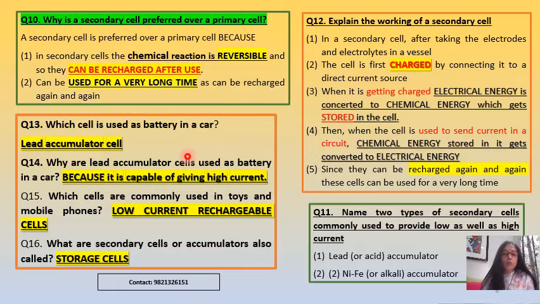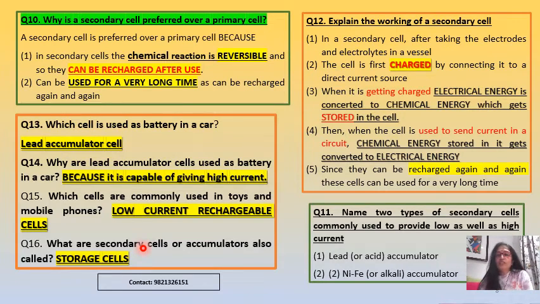Which cells are commonly used in toys and mobile phones? All of you need to know. Low current rechargeable cells, not non-rechargeable cells. Then you have to throw your phone. Rechargeable cells, low current. If you pass high current, the battery burns. You know that. The circuit gets burnt inside the mobile phone. What are secondary cells or accumulators also called? Accumulating what? Energy. So they're called storage cells.